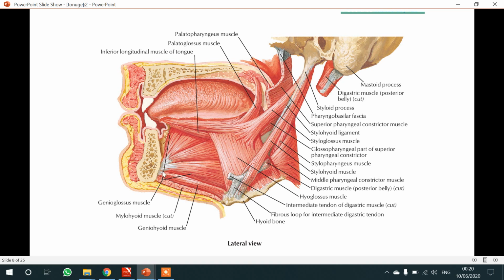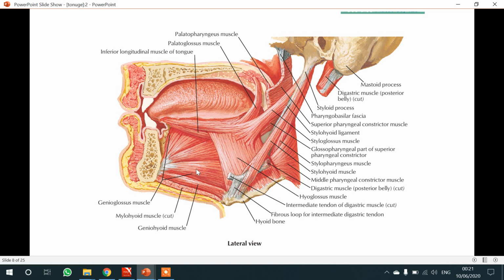So this muscle has three types. Genioglossus has three types of fibers: anterior fibers, middle fibers, and then inferior or posterior fibers. These inferior fibers insert into the hyoid bone, whereas most of the middle and anterior fibers insert into the dorsum of the tongue. They move inside the tongue and insert, and especially the anterior genioglossus is inserted up to the tip of the tongue.